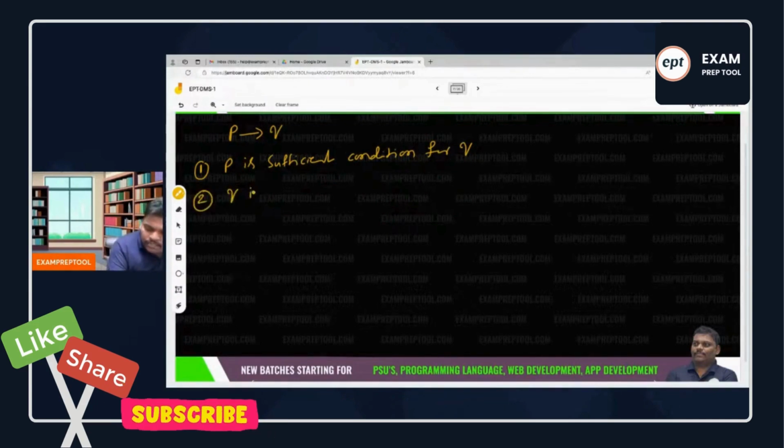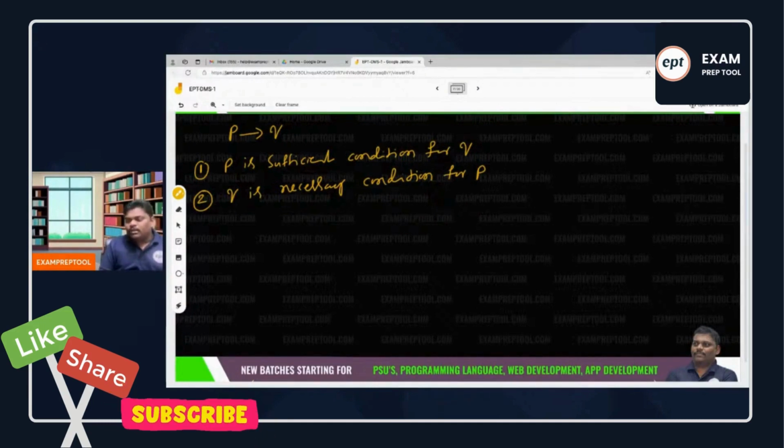But remember everyone, Q is the necessary condition for P. Q should be true if P is true. Am I right or not? For this, Q is the necessary condition. Suppose P is true and Q is not true. That is a serious issue. Q is the necessary condition for P, but P is the sufficient condition for Q.